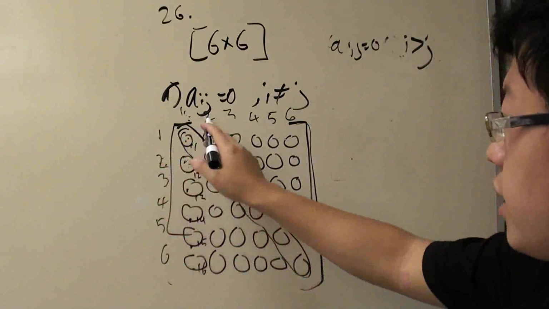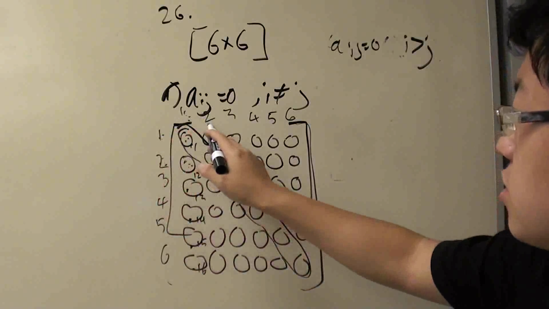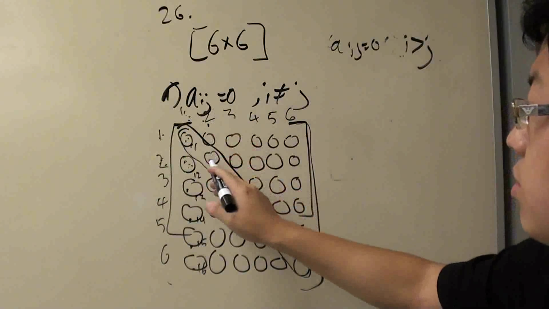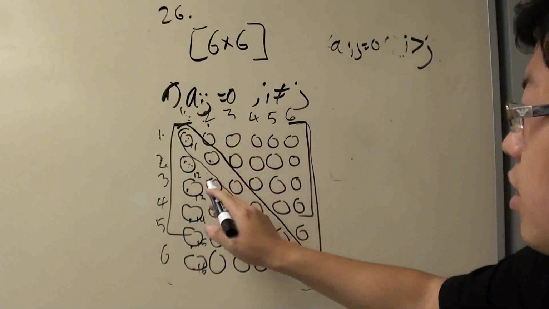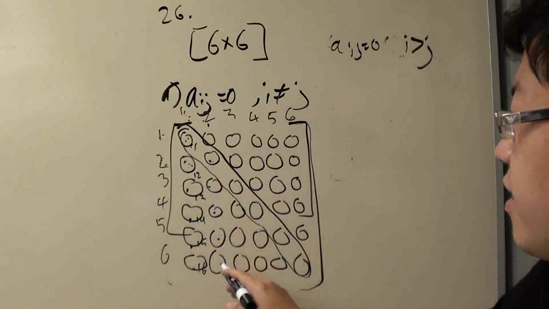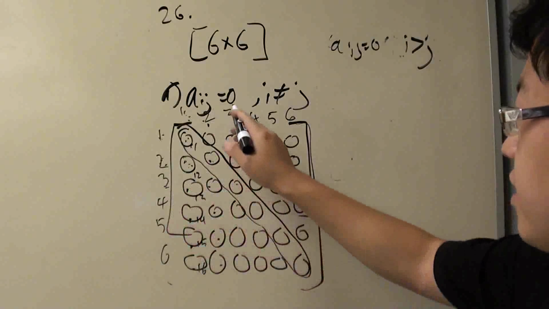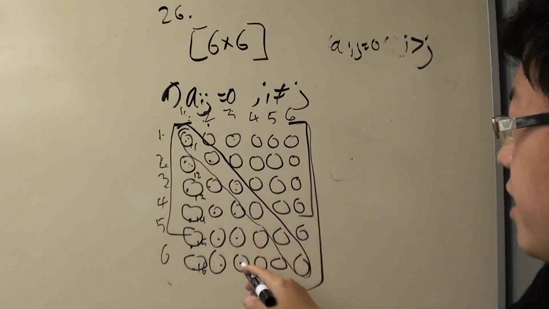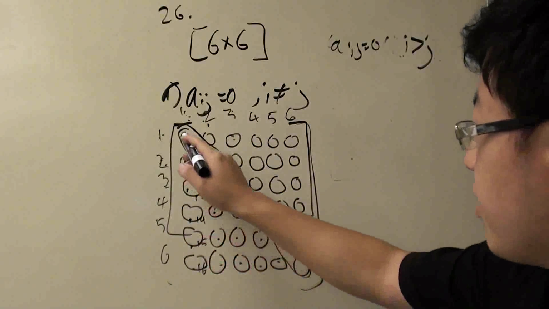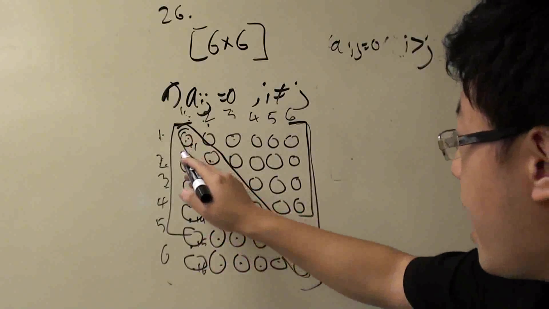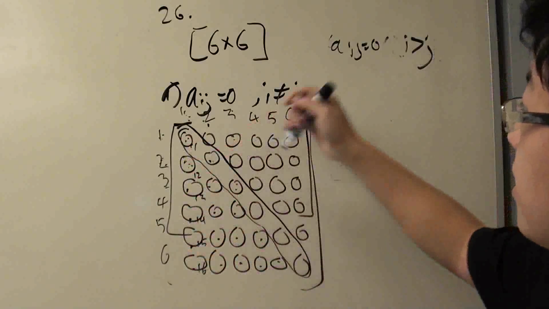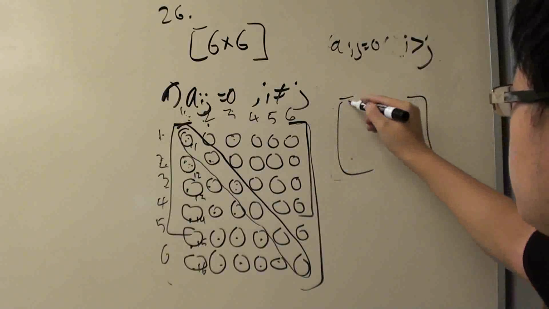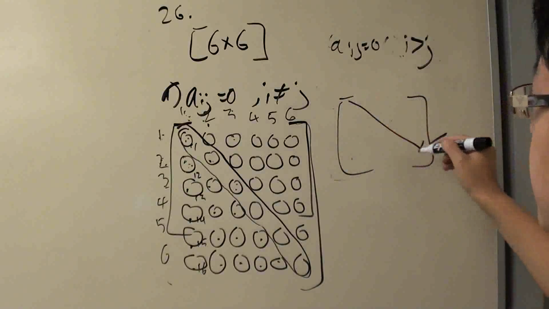Let's try the other one. 1, 2. No, it won't work because j is now bigger. 2, 2? No, they're equal. And if you do the same thing here, this won't work because j is greater. You see the pattern? So opposite this diagonal line, anything that's under works.